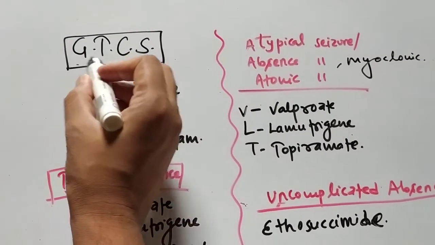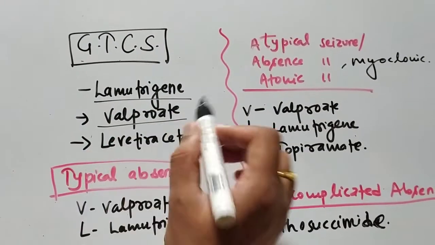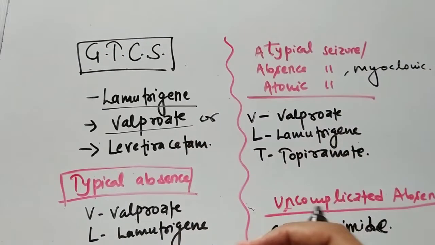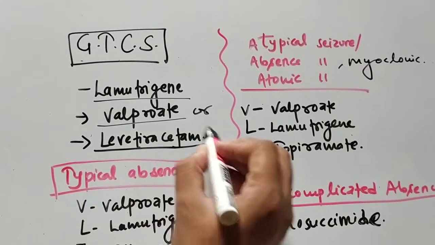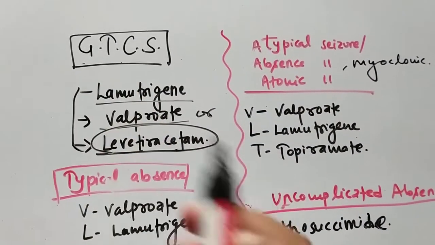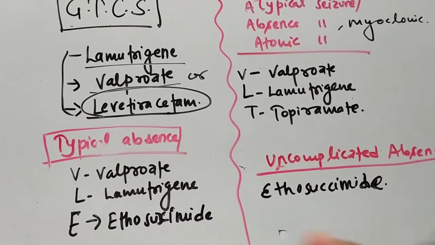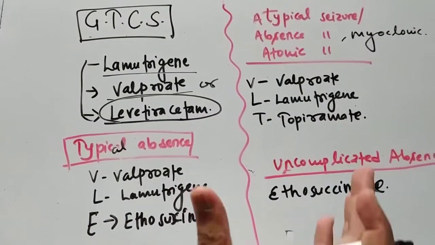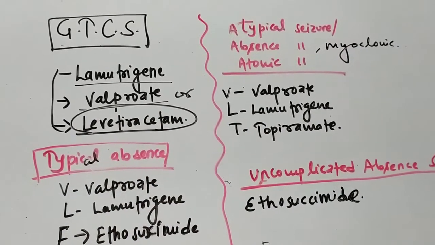For the generalized tonic-clonic seizure, the best treatments are lamotrigine and valproic acid, and for those who are allergic, or if due to any condition we cannot give valproic acid, we can use levetiracetam. These are the best drugs according to Harrison. While talking about absence seizure, there are basically two types: the uncomplicated absence seizure and the complicated absence seizure.